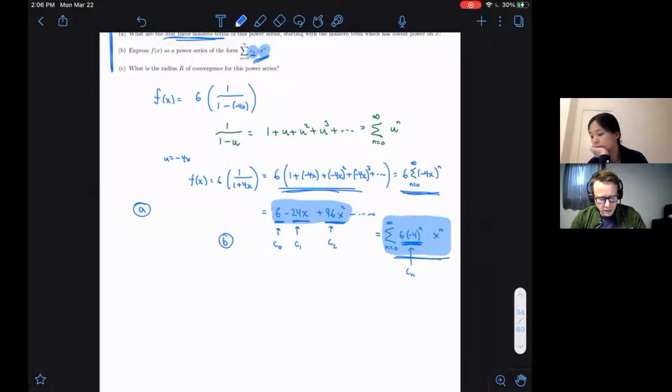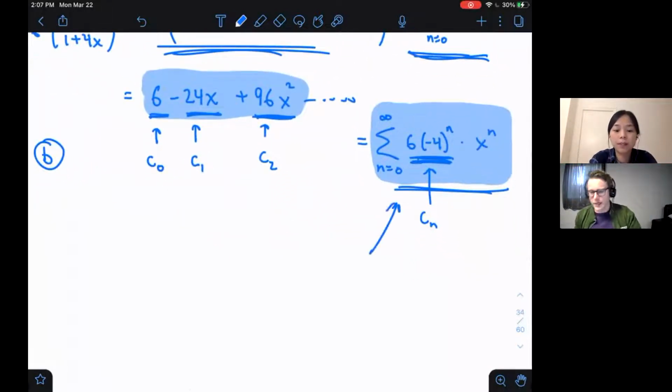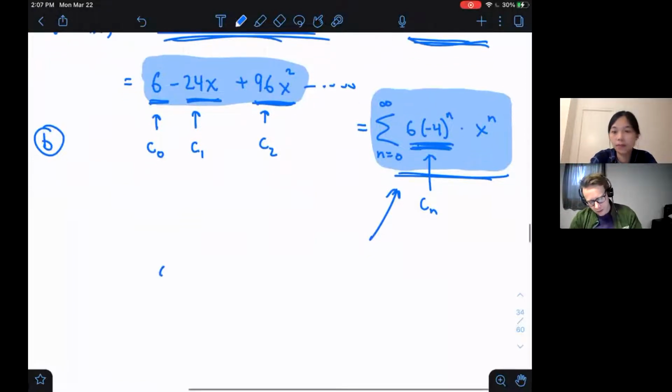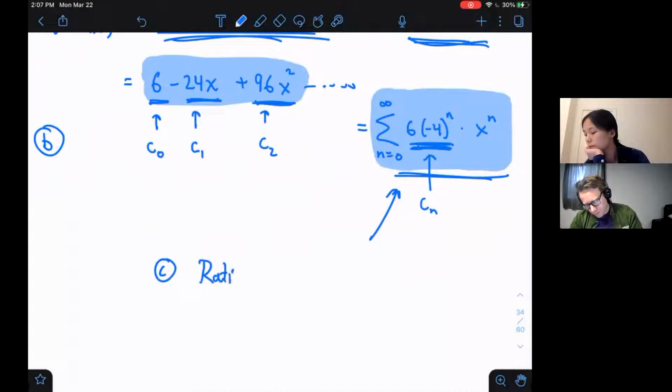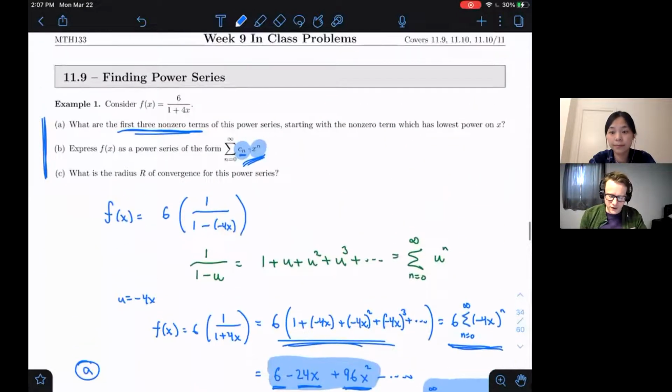And then the last bit, what is the radius of convergence? Well, remember, we learned in 11.8, if you have a power series, you can figure out the radius of convergence by doing the ratio test. And this will always work. And so this is certainly an option. However, we learned a faster way when we have a specific function like this, just by using the radius of convergence for our known series.